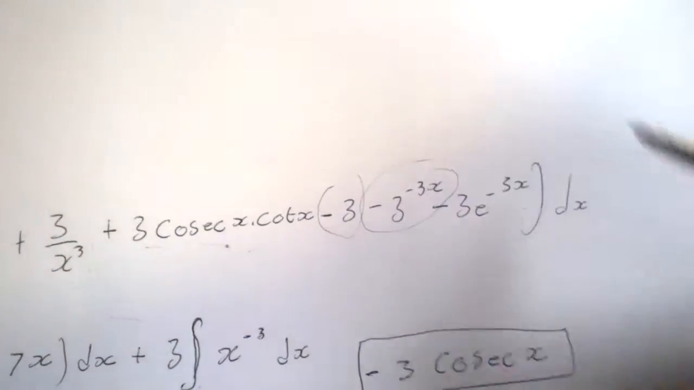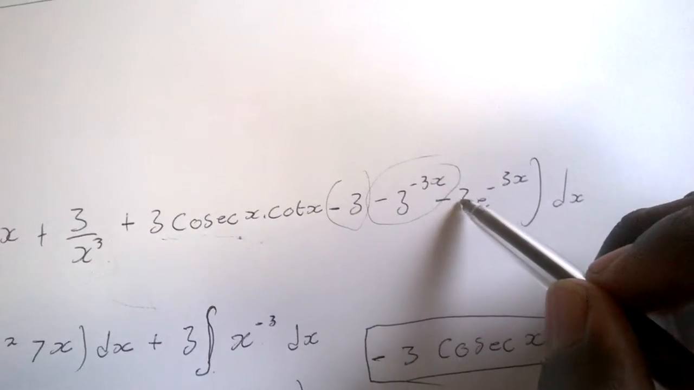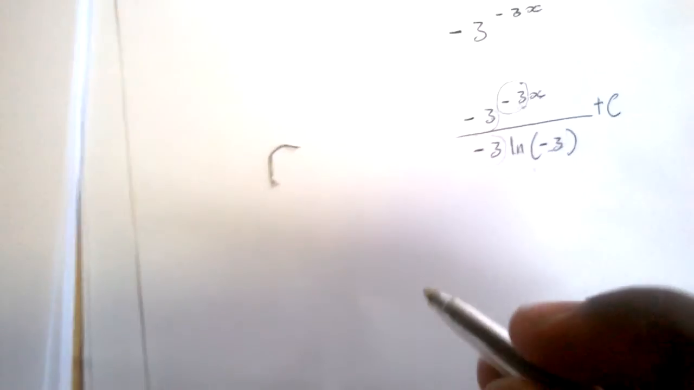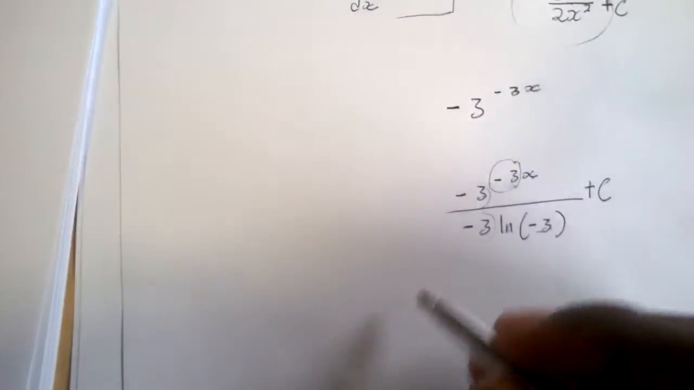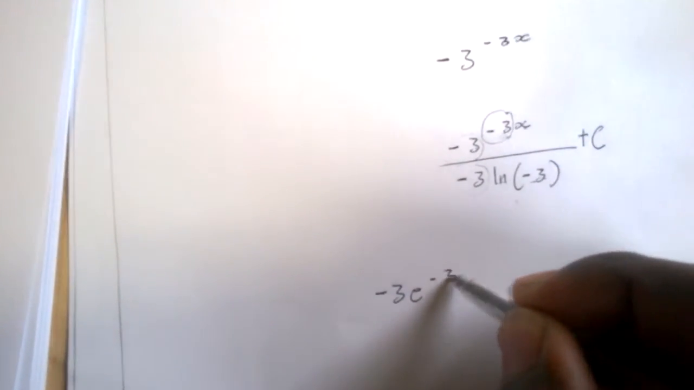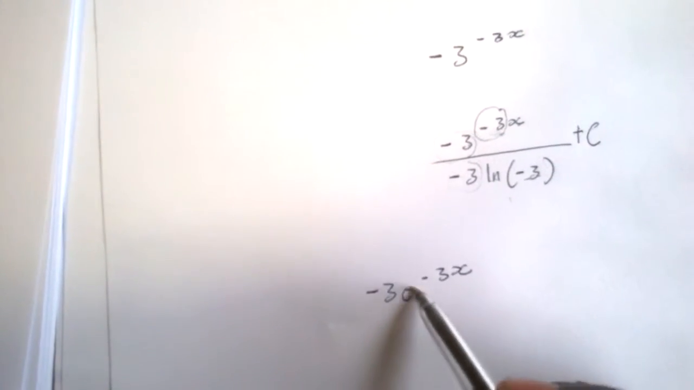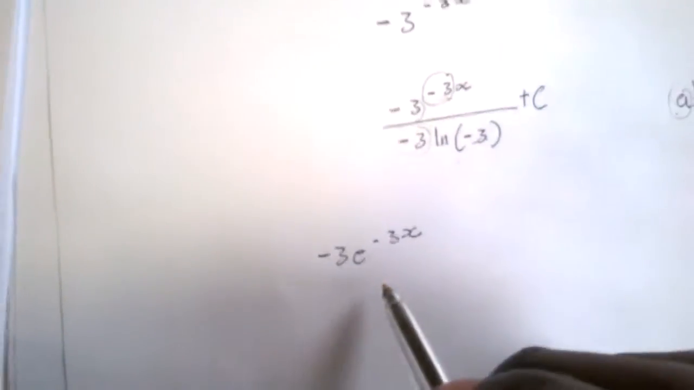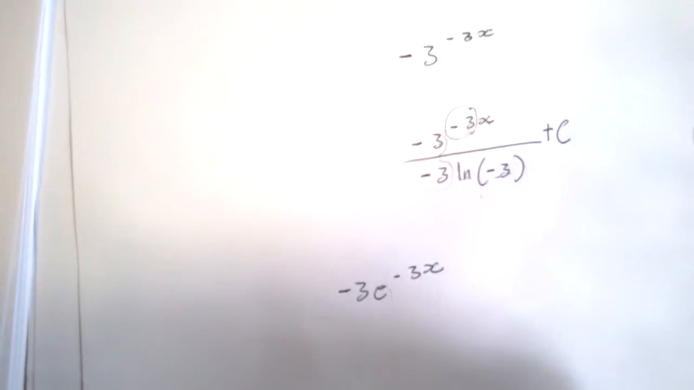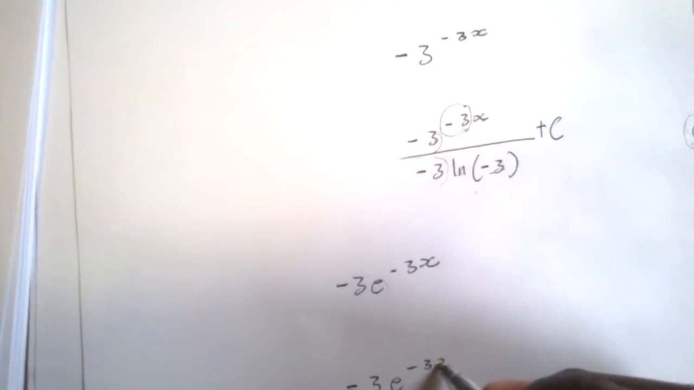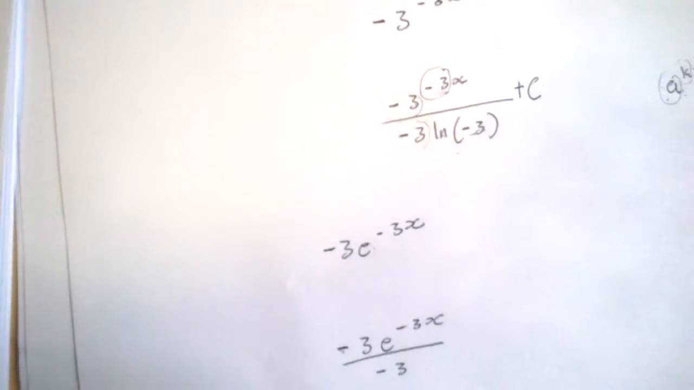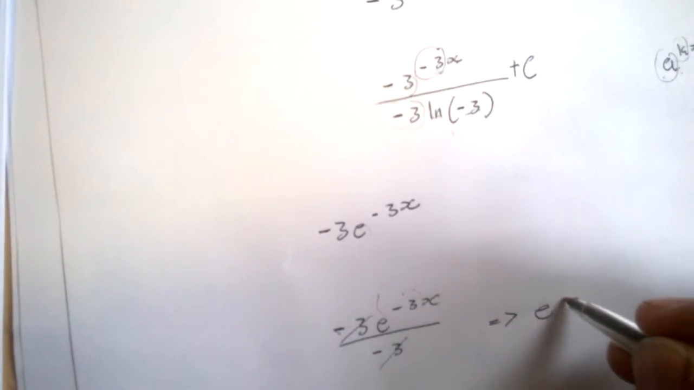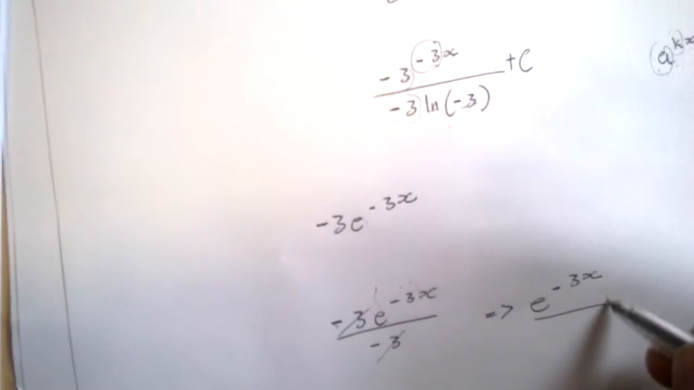Then the last number is negative 3 times e to the power negative 3x. If we integrate this number, we have negative 3 e to the power negative 3x. Because we have e here, we don't integrate this with the standard integral. The integral is going to be negative 3e to the power negative 3x divided by negative 3. This negative will cancel this negative, then our integral is going to be e to the power negative 3x. So this is the integral of e.